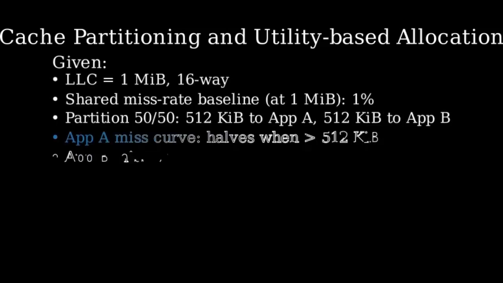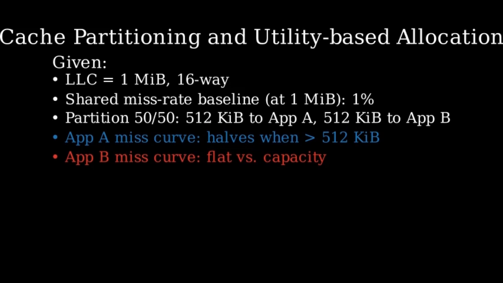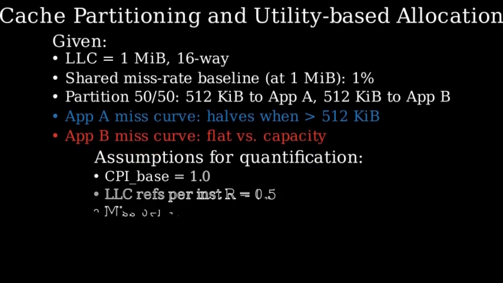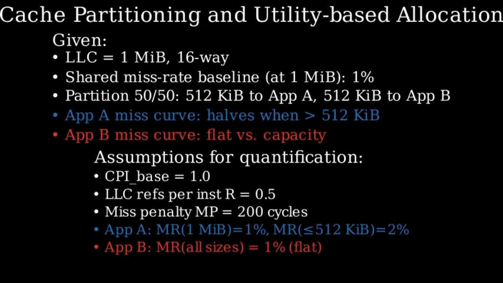We will compute the throughput impact of a 50-50 split, and then argue for utility-based partitioning using both math and a picture. Let's set up the problem on screen and state the working assumptions we will use to quantify throughput. To turn miss rates into throughput, we will use a simple and standard model.